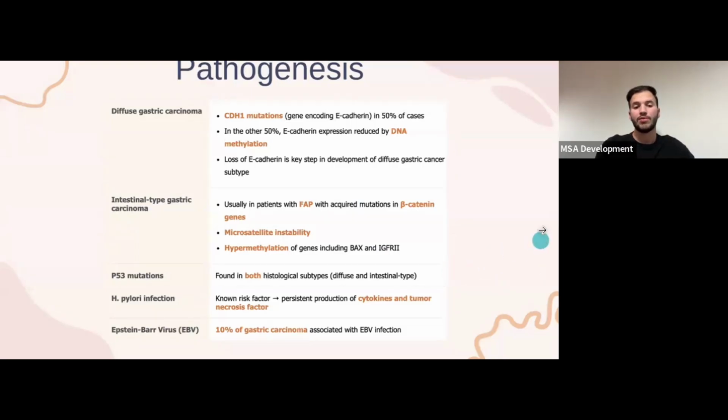We also have patients with P53 mutations who may have gastric carcinomas in both types. H. pylori infection, the chronic inflammation from H. pylori, as you mentioned previously in the beginning of the lecture, can lead to a gastric carcinoma. And finally, EBV tumors, because they express some markers like PD1, PDL1, and PDL2.